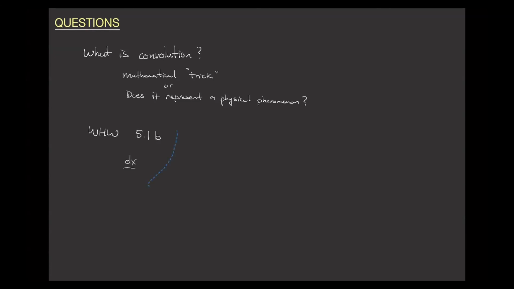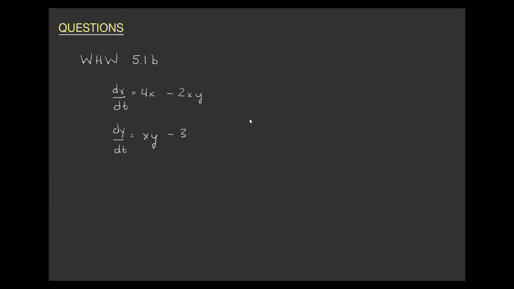Let me maybe put this on another page. So for 5.1 written homework, we have dx/dt is equal to 4x minus 2xy, and dy/dt is equal to xy minus 3y. First I need to run through part A really quick. We can represent dy/dx as dy/dt over dx/dt. Just to get us set up, that would look like xy minus 3y all over 4x minus 2xy.